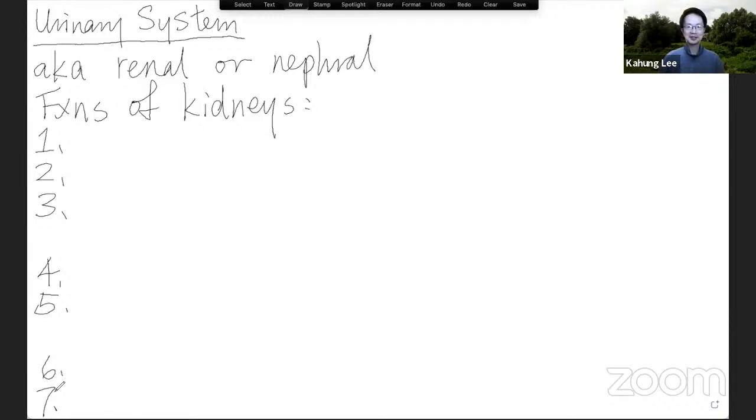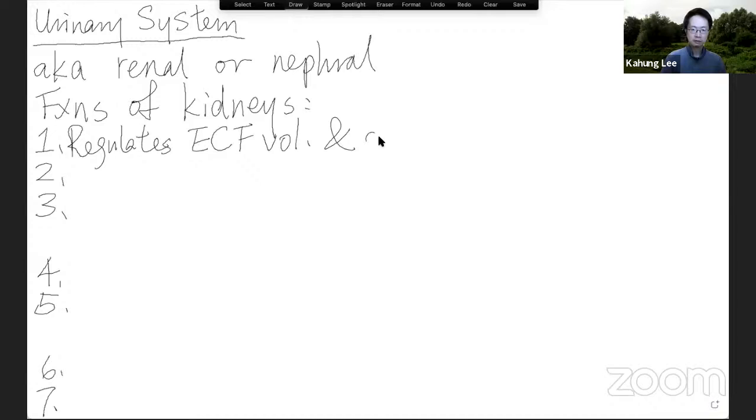There are at least 7 functions of kidneys. First one is to regulate ECF volume and osmolarity. So here we use the word ECF because if you remember, ECF consists of your blood and also your interstitial fluid. So yes, kidney does regulate your blood volume and your interstitial fluid volume.